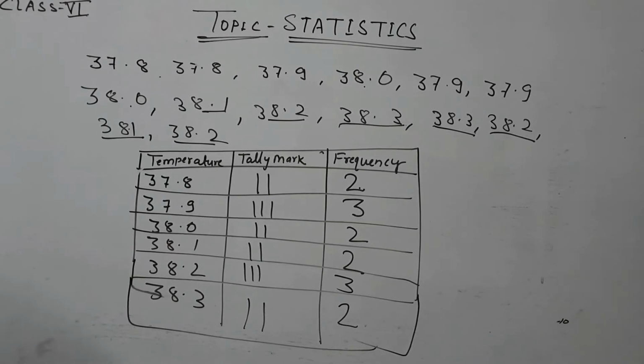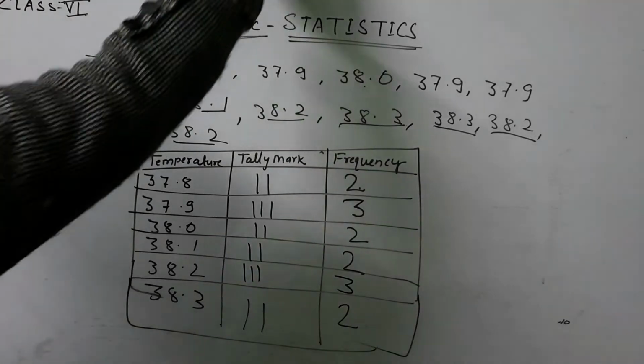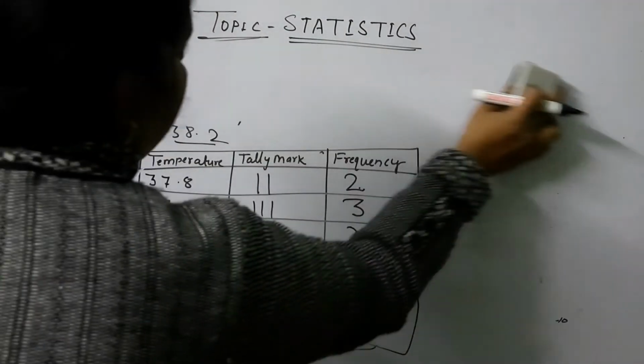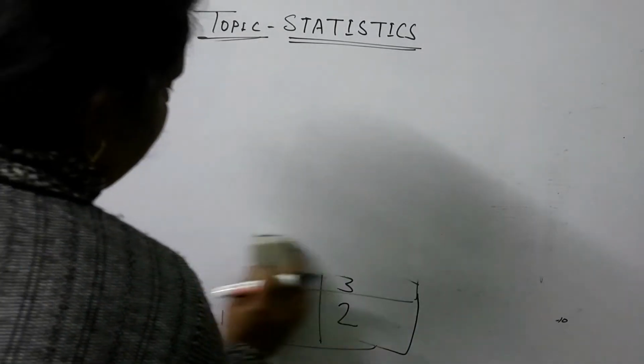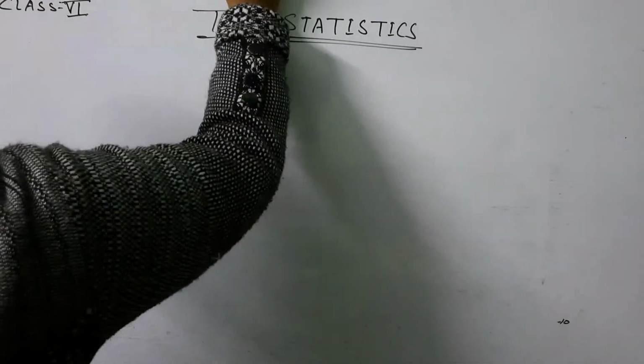In the same way, students, you draw the bar graph also. The next question I am taking from your book. The following table represents the yearly income of a company for 5 years. For 5 years, make the data table. What table is given here?